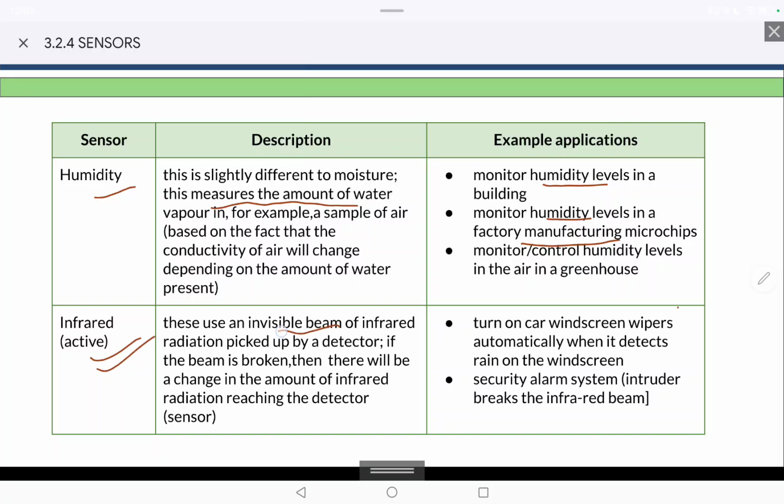Also, we have infrared sensor. So this uses an invisible beam of infrared radiation picked up by a detector. So if the beam is broken, then there will be a change in the amount of infrared radiation reaching the detector. And this is used in applications such as turning on car windscreen wipers. Also, it can be used in security alarm system.